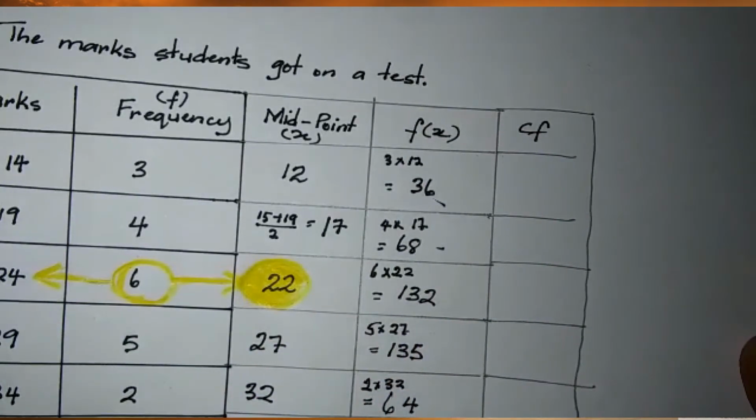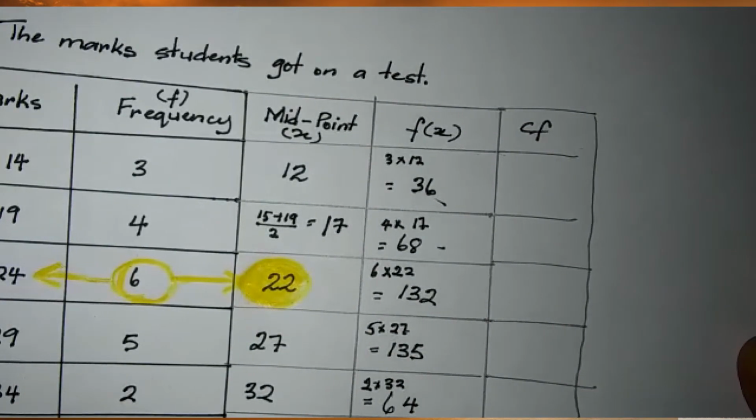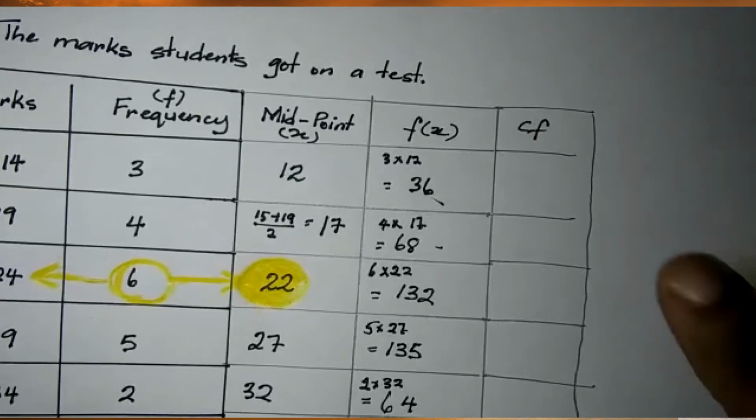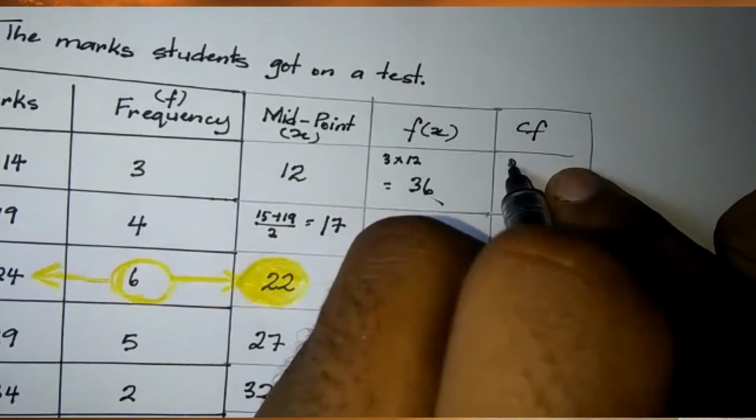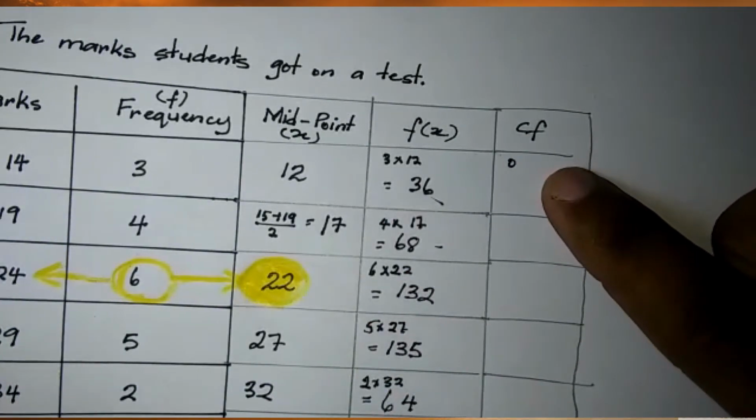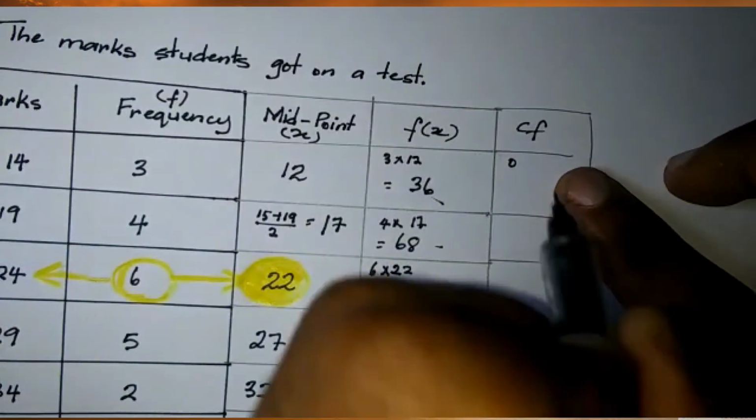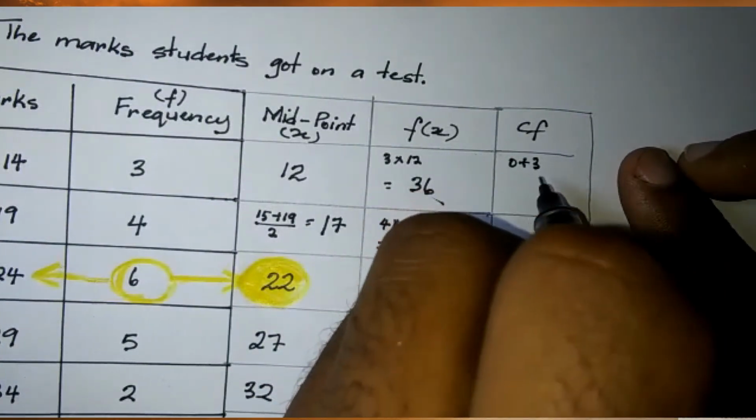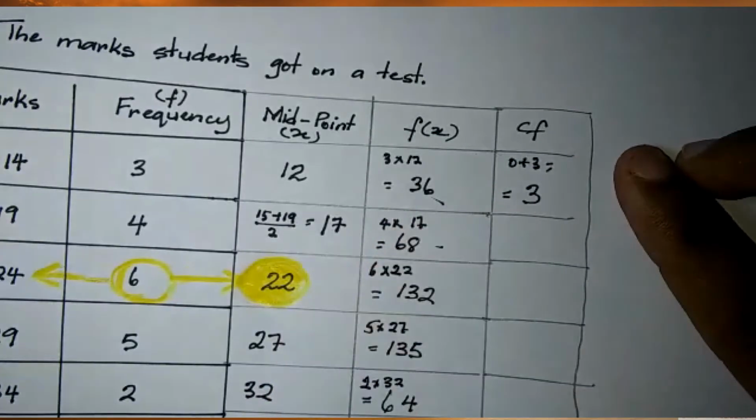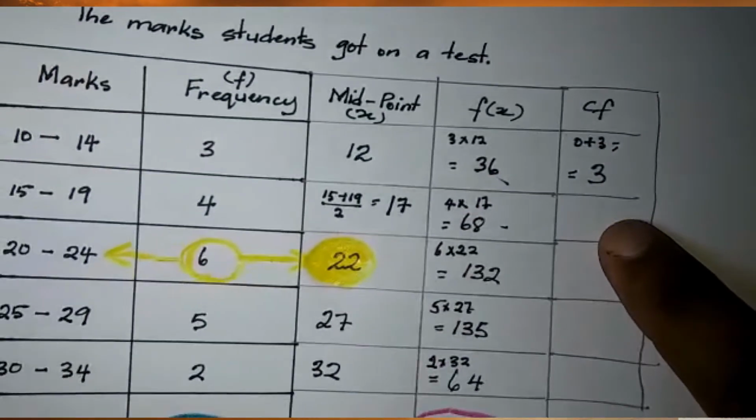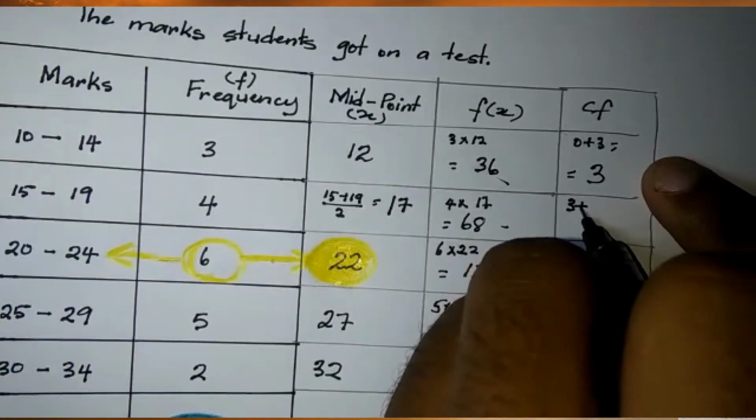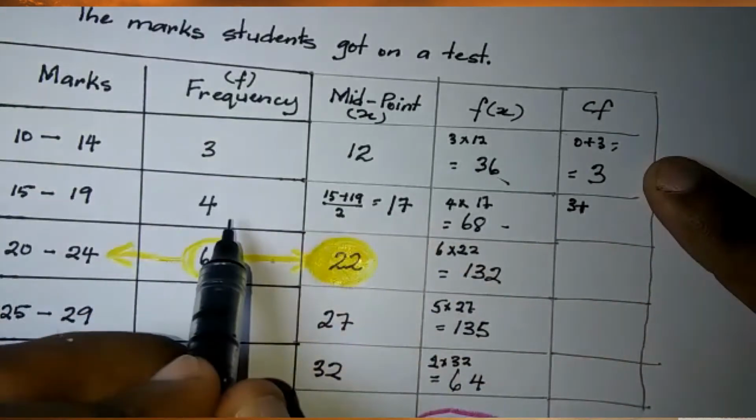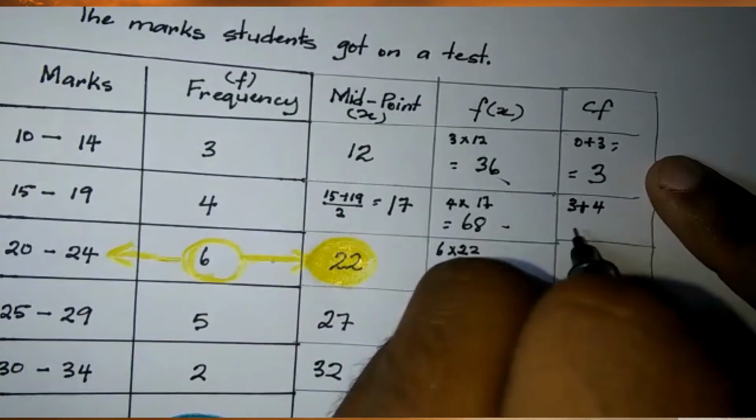Great. So remember we said that our cumulative frequency was the previous cumulative frequency plus the current frequency, right? So at this point, our previous cumulative frequency would have been 0, because there's no row on top of it. But then our current frequency would have been 3. So 0 plus 3 is going to give me 3. At the second row of data now, I need my previous cumulative frequency, which is 3, and I'm going to add to that my current frequency, which is 4. So 3 plus 4 will give me 7.